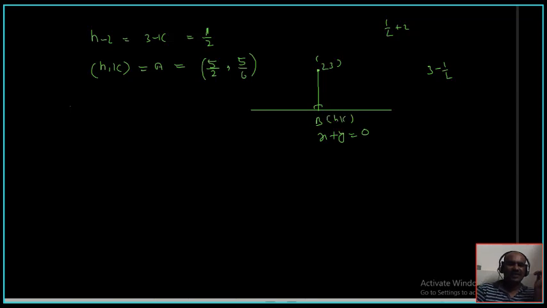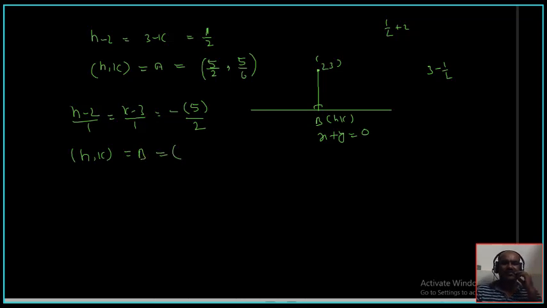So h comma k directly I can say h minus 2 by 1 equal to k minus 3 by 1 equal to minus times of 5 by 2. So h comma k, that is nothing but b, that is nothing but minus 5 by 2 plus 2, minus 1 by 2. Observe, 2 to 3 4. Yeah, minus 1 by 2, comma minus 5 by 2 plus 3, 1 by 2. So now I can find equation of AB, that is the required equation of tangent.